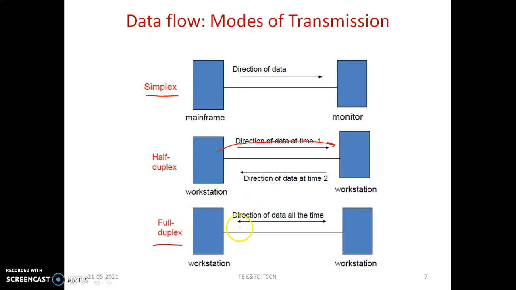Full duplex is wherein data can be transmitted and received in both the directions simultaneously. Take the example of a simple telephone conversation, mobile communication. At a time I can speak as well as listen. So I can transmit the data as well as receive the data simultaneously. That is what full duplex is. This is already known to you, but as a part of this communication and the different modes of transmission, we'll just revise here.